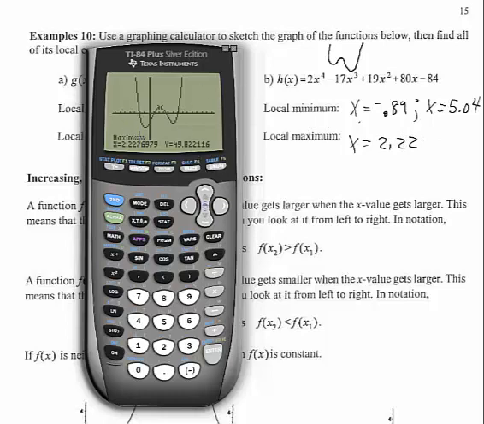Okay, so in this case, for your minimums, probably the hardest part would be zooming around and finding the best picture. The calculator does the rest of the work for you.